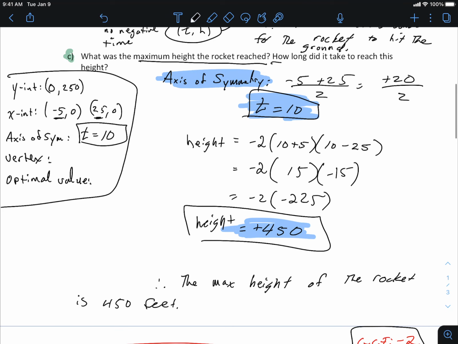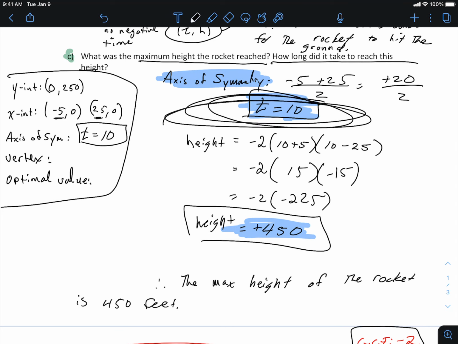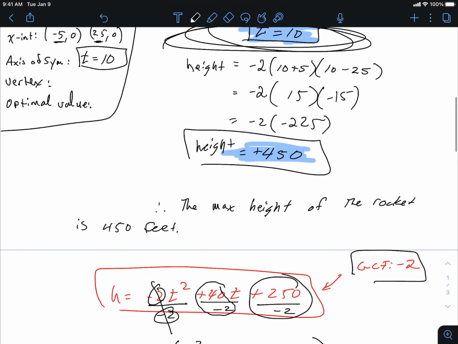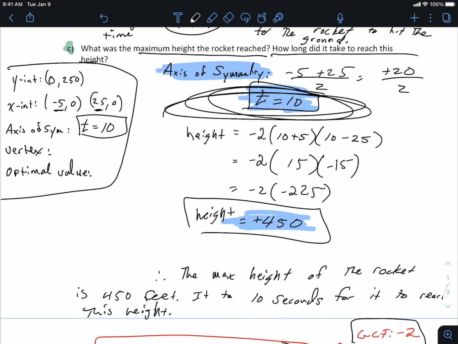How long did it take to reach this height? t equals 10. It took 10 seconds for it to reach this height. You guys can now fill out, look at all the stuff you can fill out here. All we've done is answered questions about this. The vertex is at (10, 450).